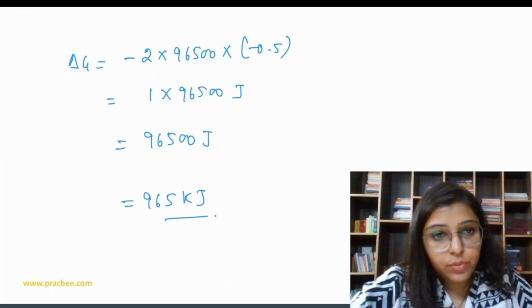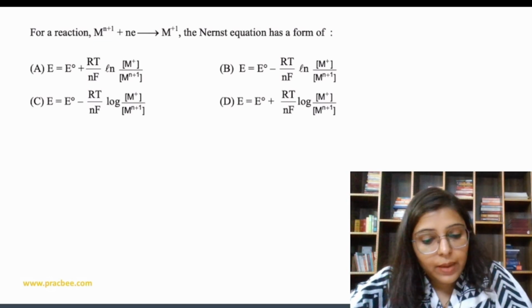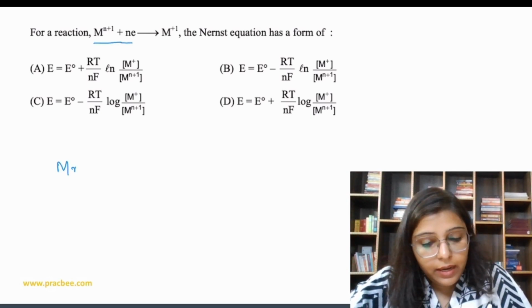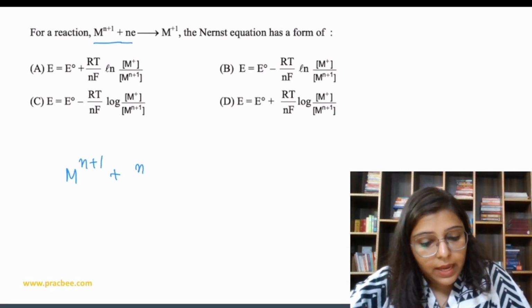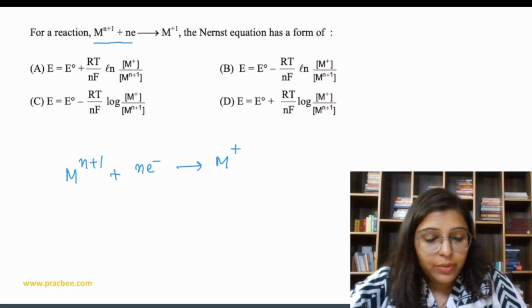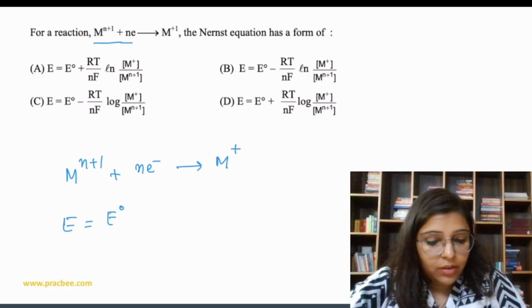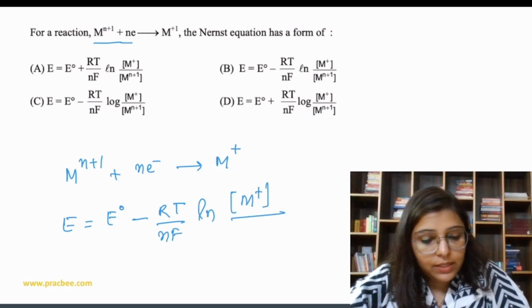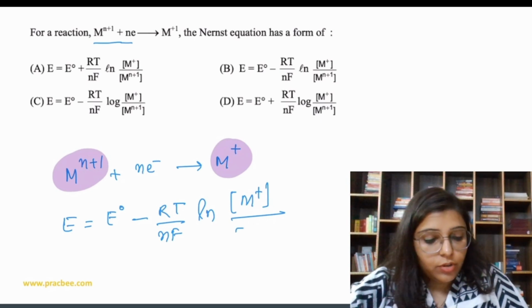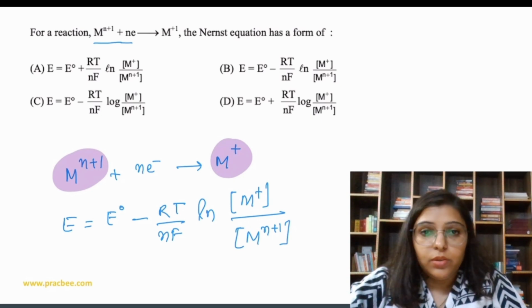Okay, now let's do the next question. For a reaction Mn plus 1 accepts an electron to give M plus. The Nernst equation: how to write the Nernst equation? E is equal to E naught minus RT by NF ln concentration of M plus, because it is an ion, and here concentration of M to the power n plus 1. Okay, clear? So that's it.